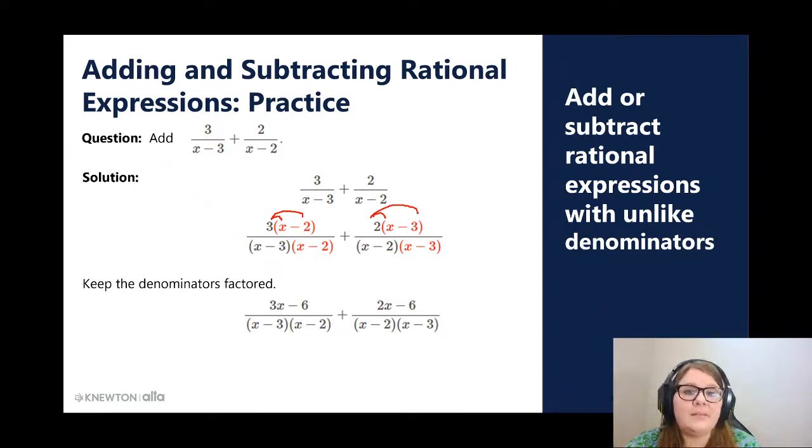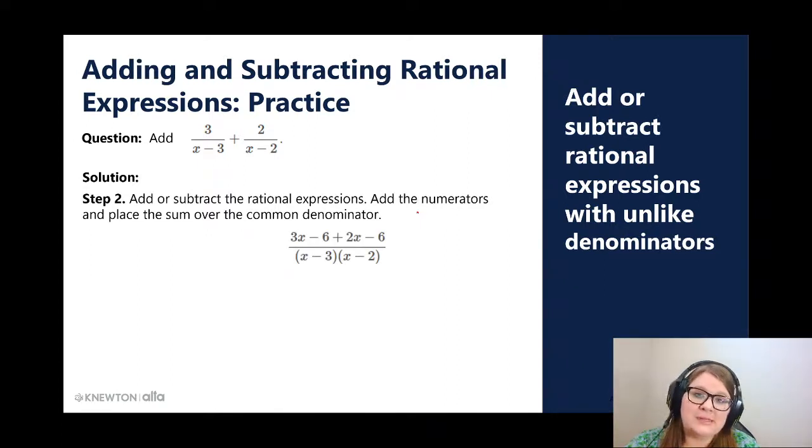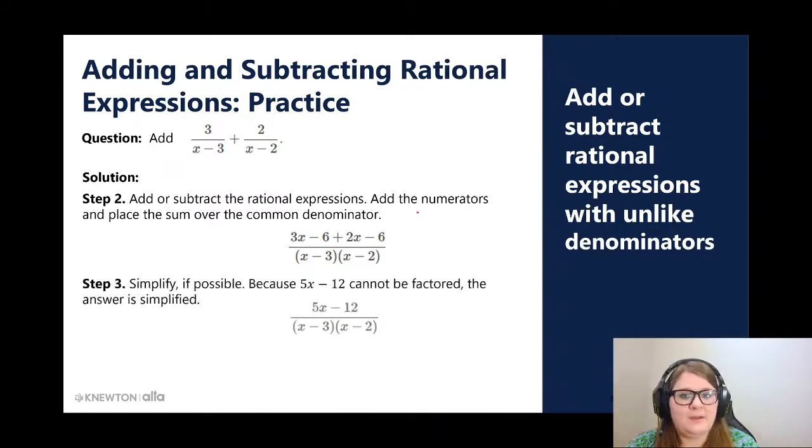Now my denominators match, so I am going to combine the numerators. So it's addition. So I'm going to write it as 3x minus 6 plus 2x minus 6. And then I can combine like terms. 3x plus 2x is 5x, and negative 6 plus negative 6 is negative 12. So 5x minus 12 over x minus 3, x minus 2 is our final answer because it cannot be simplified anymore. 5x minus 12 is not factorable.